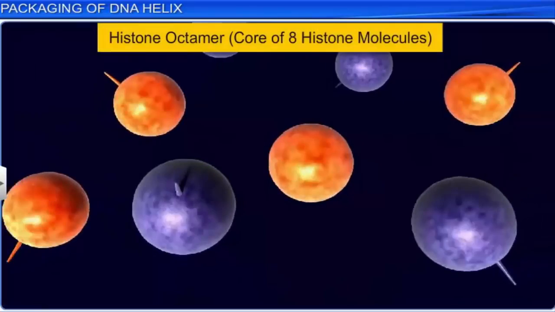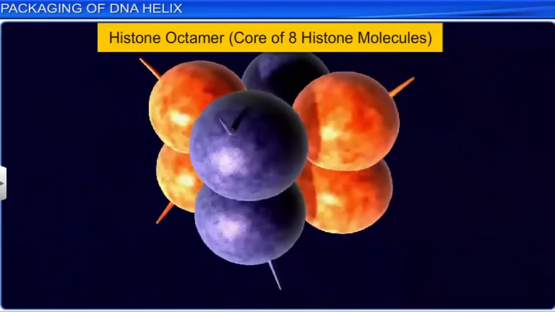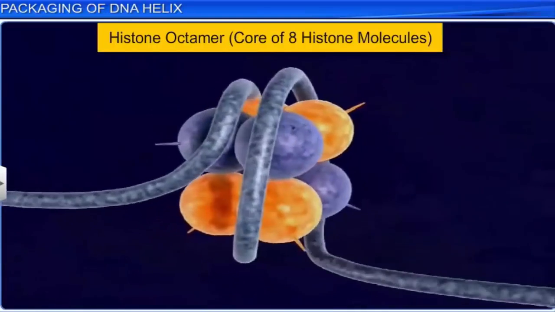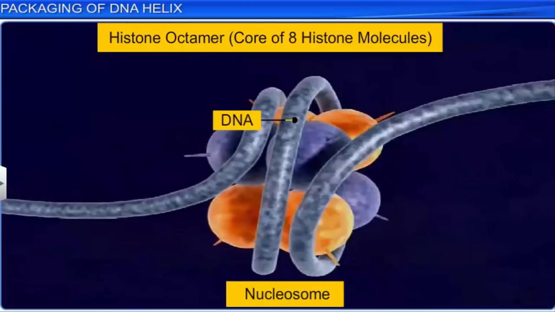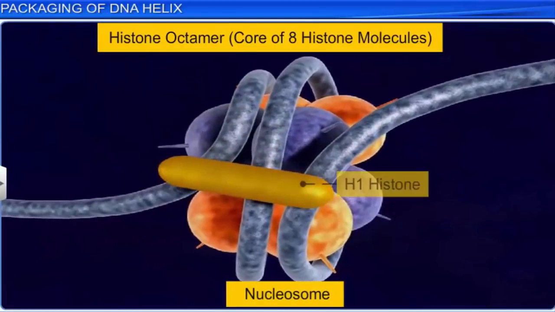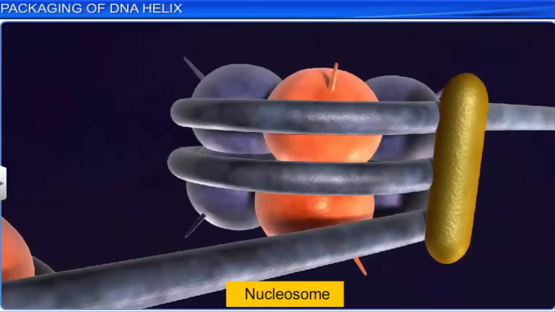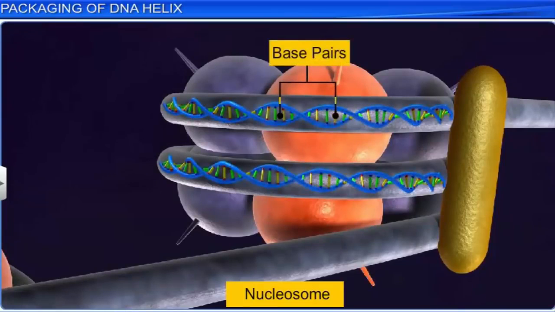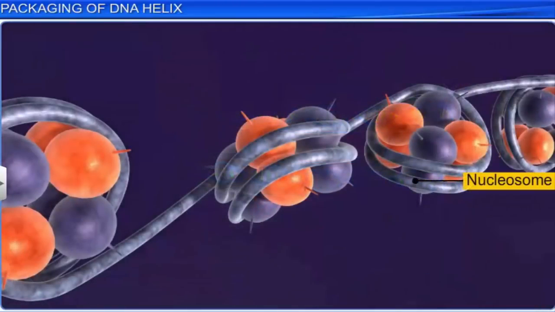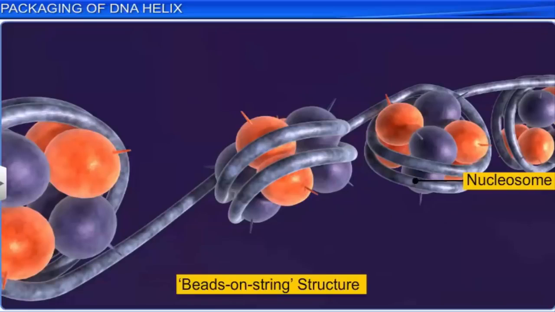Furthermore, the histones are arranged to form a unit of 8 molecules known as the histone octamer. Now around the positively charged octamer, a negatively charged DNA molecule is wrapped to form a structure known as the nucleosome, which is held in place by the H1 histone. A typical nucleosome has around 200 base pairs of DNA helix, and the nucleosomes present in chromatin can be seen as a beads-on-string structure when observed under an electron microscope.